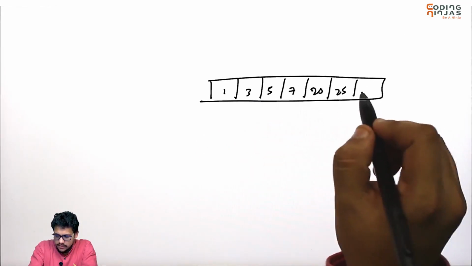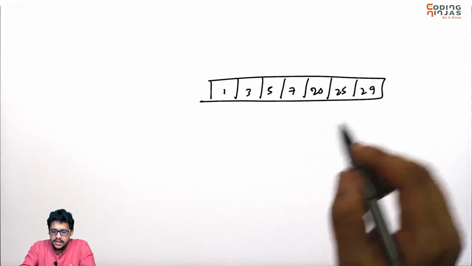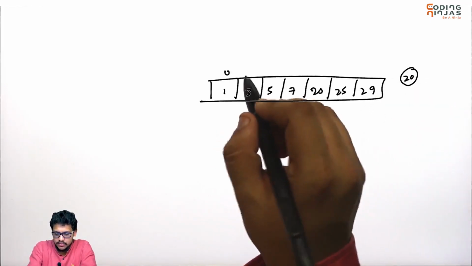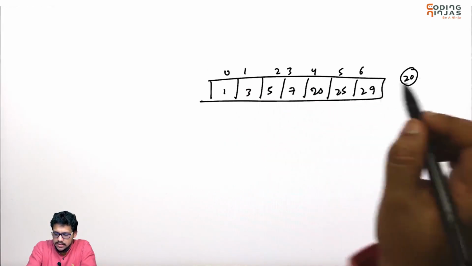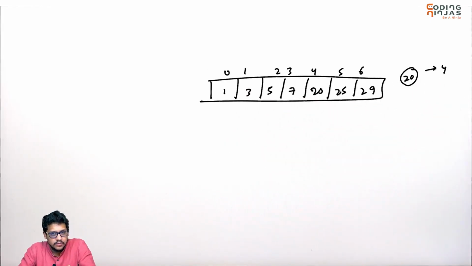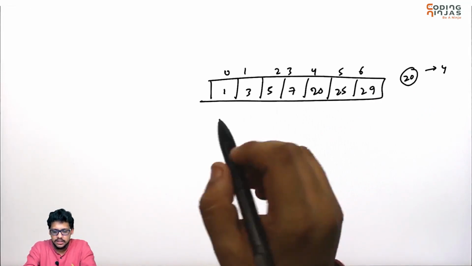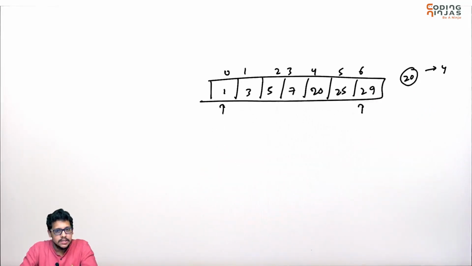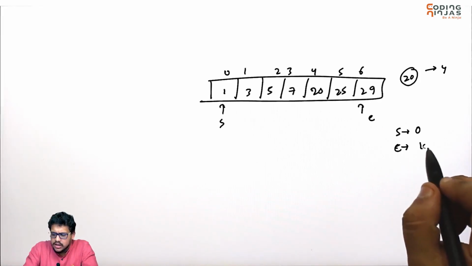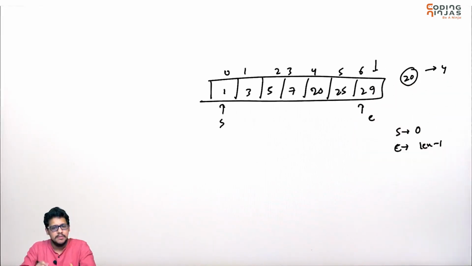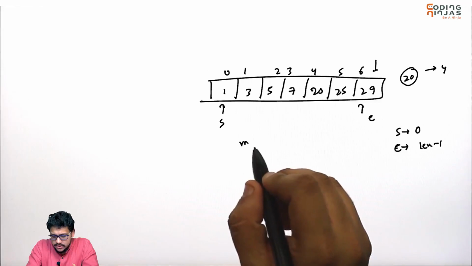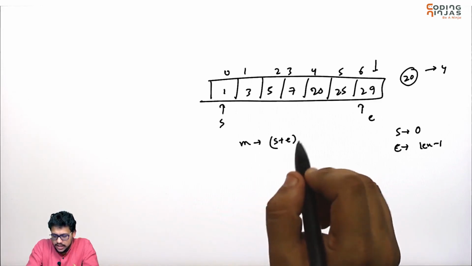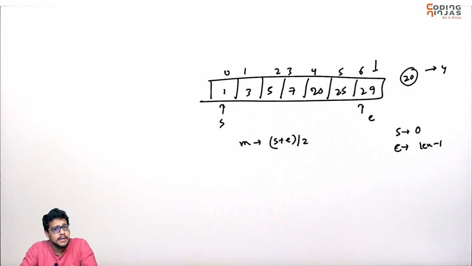20, 25, 29, and I tell you to search 20 in this. Ideally your answer will be 4, right? What binary search says is, maintain two things, start and end. Start should initially be 0, and end should initially be length minus 1, because end is the last index, that means length of array minus 1. Now calculate the mid. Mid means start plus end divided by 2. It is actually the mid index.